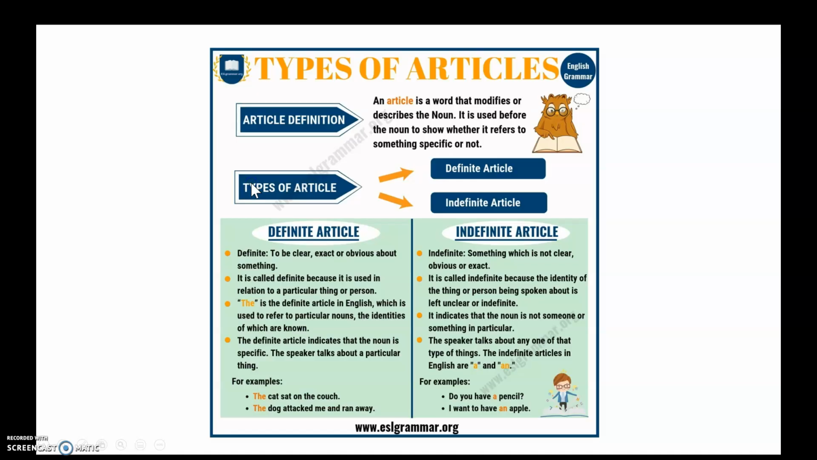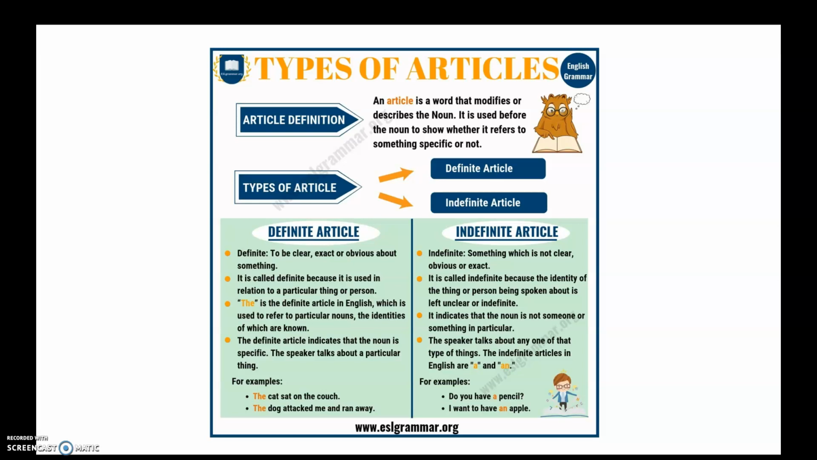So, types of articles. An article is a word that modifies or describes the noun. It's a specific type of adjective. It is used to show whether or not you're talking about a specific noun or a not specific noun. So again, definite is a particular specific entity. The cat is on the couch. I'm talking about a very specific cat.